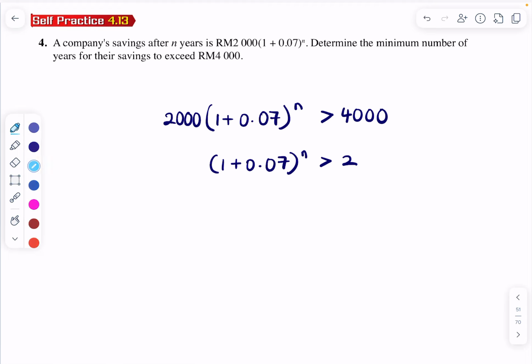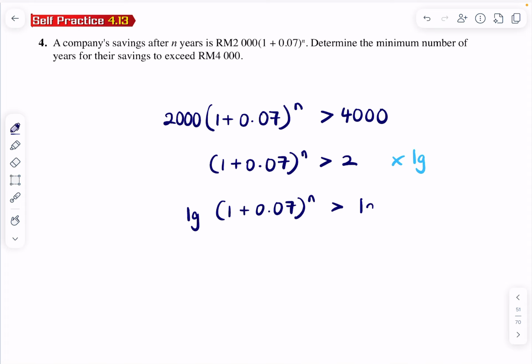We want to find the number of years. So n has to come down. So to bring the n down, we take log base 10 on both sides of the equation. Log base 10 in short is LG. So here we get LG of (1 plus 0.07) to the power n, and LG 2. So now the n comes down since we already have log.